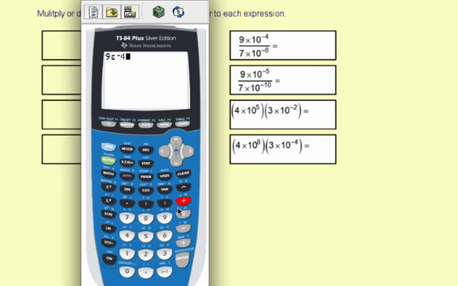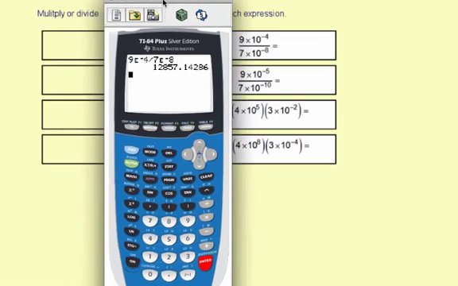And it's going to be divided by 7. Hit that EE button again. And then negative 8. So that's divided by 7 times 10 to the negative 8. Enter. So I get an answer of 12,857.